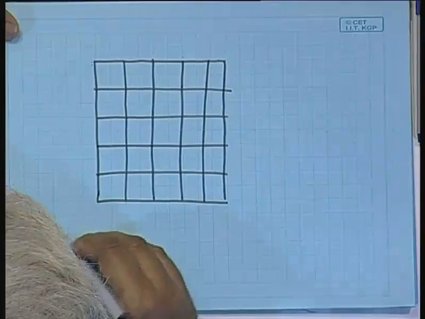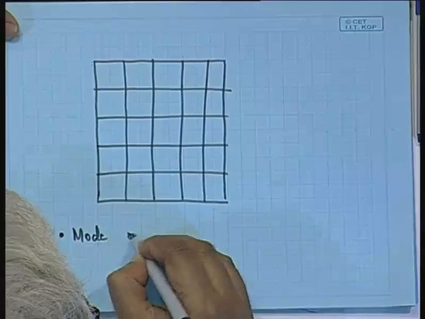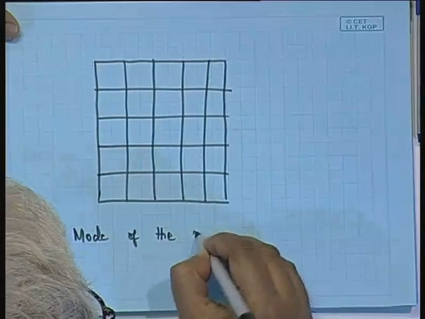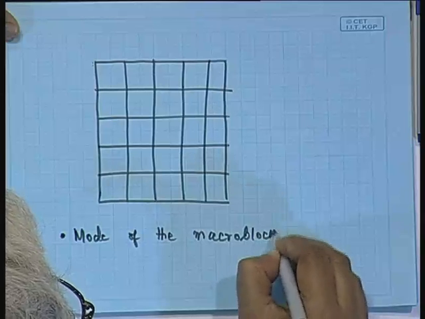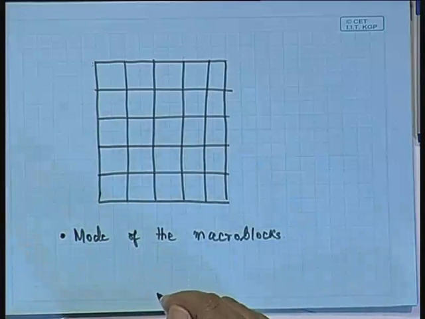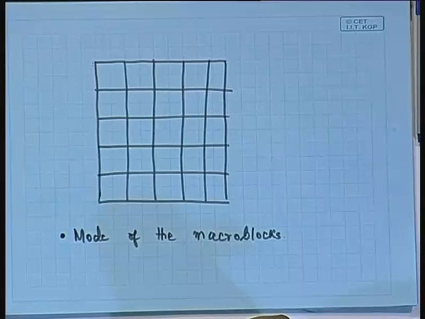Not only the quantization parameter for every macro block is important, one also has to specify the mode of the macro block. By mode of the macro block, I mean that, as I was mentioning, there are some macro blocks which do not undergo any significant change, but there are some macro blocks which are undergoing very significant change.